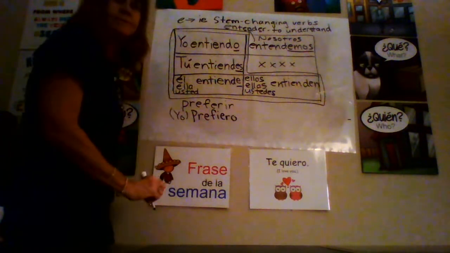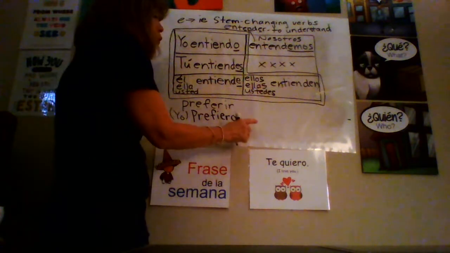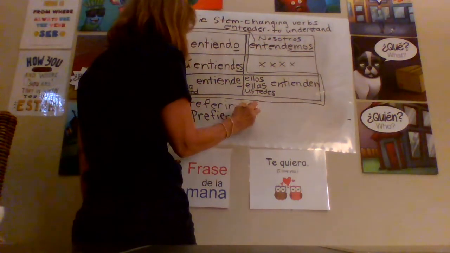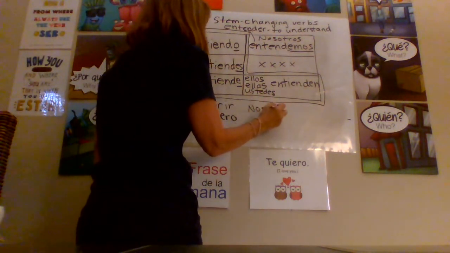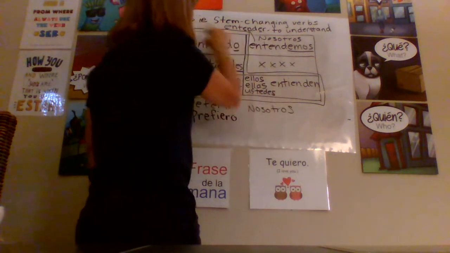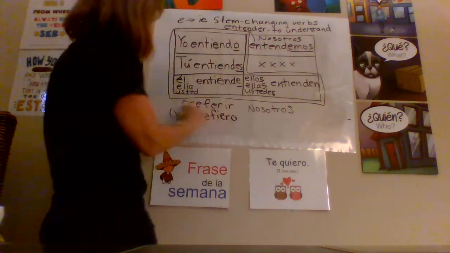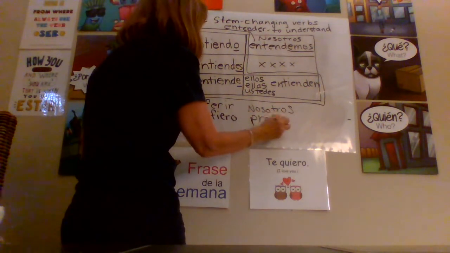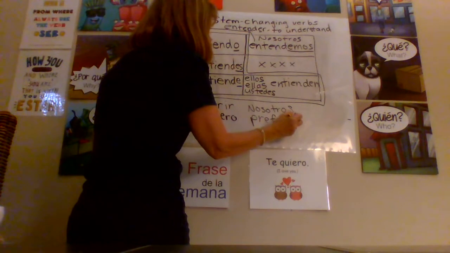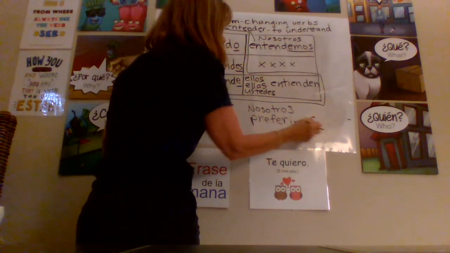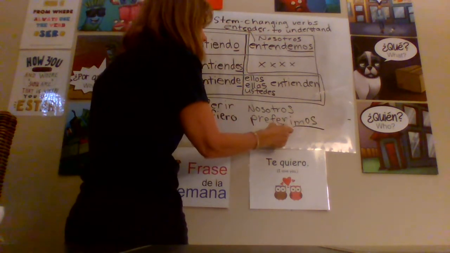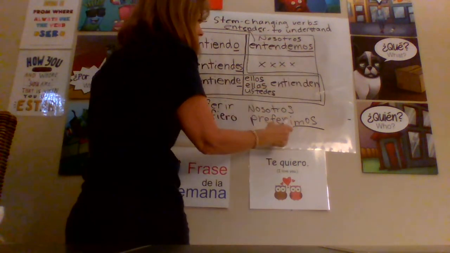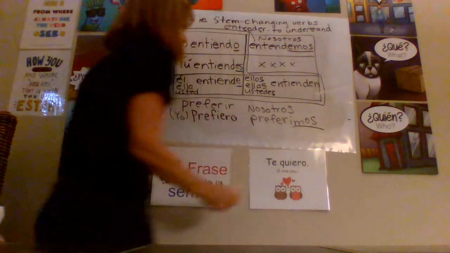Yo is optional. Okay, and then if you're going to do we prefer, since you know that we does not stem change, you will say nosotros. Always go back to the infinitive and keep it like the infinitive. Preferimos, because this is an IR verb, so the ending has to be imos. Remember, ER verbs and we end in emos. IR verbs end in imos.